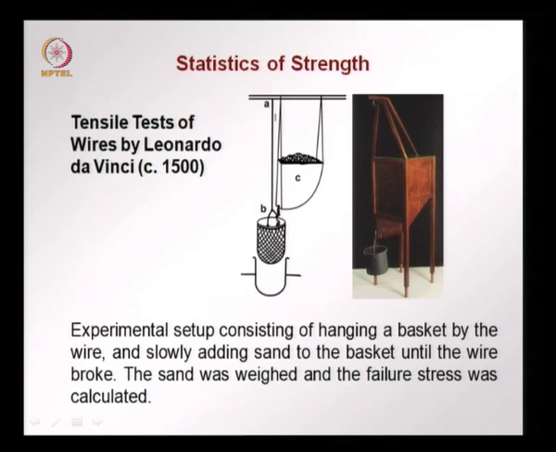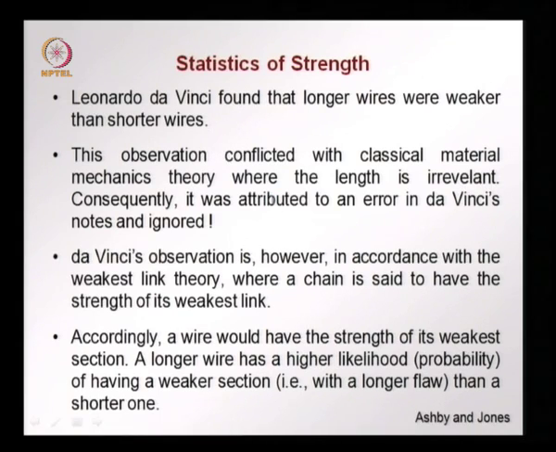So, what he found was, when he had different lengths of wires all having the same cross section, theoretically the stress is the same if the load was the same, because load by area is the stress. What he found was, different lengths of wires failed in different ways. What Leonardo da Vinci found was that the longer wires were weaker than the shorter wires. Remember, all are of the same cross section.